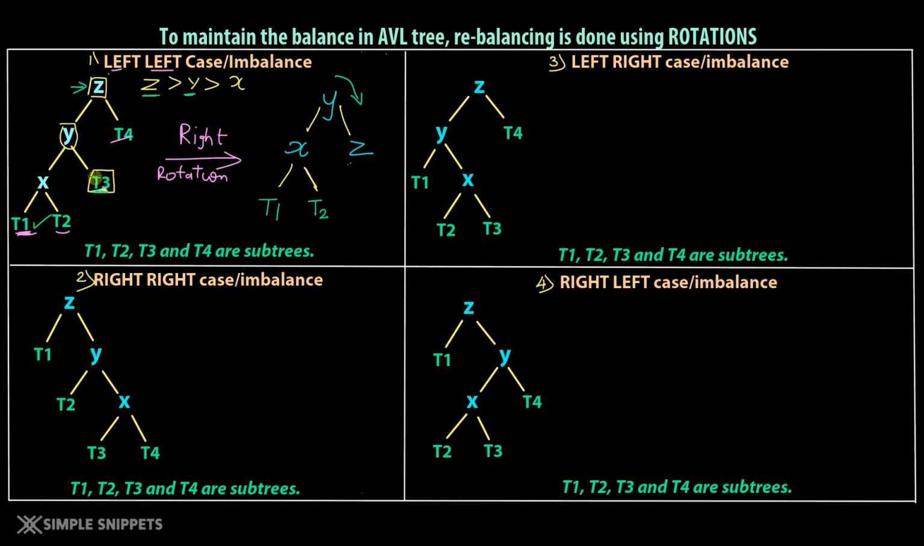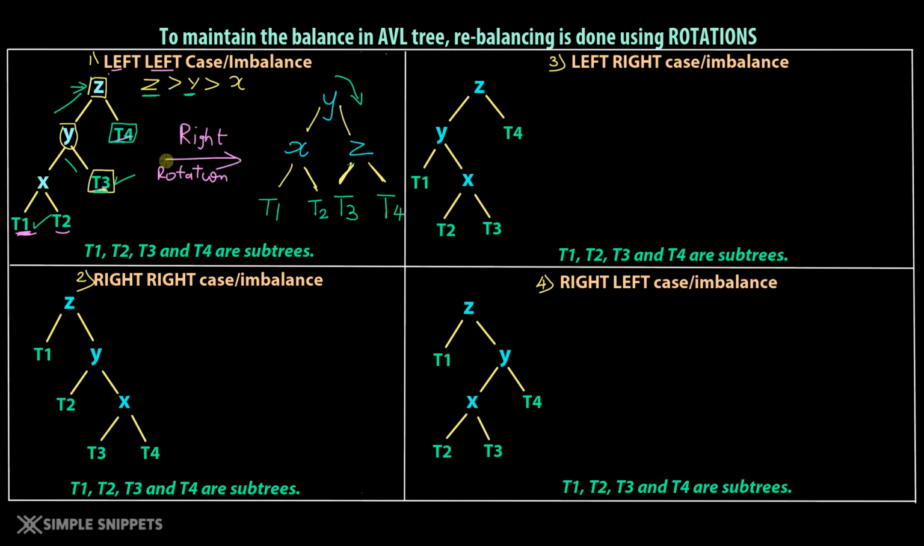Correct? Where is T3 in comparison to z? It is towards the left only, right? Because to reach T3 we will go left and then right. So ultimately all the nodes in the T3 subtree are going to be smaller than z. So that's why T3 will come over here. And then one last node is left, that is T4. T4 was to the right of z. So we have space over here. So T4 will remain as it is, as the right child of z. That is the right subtree of z.